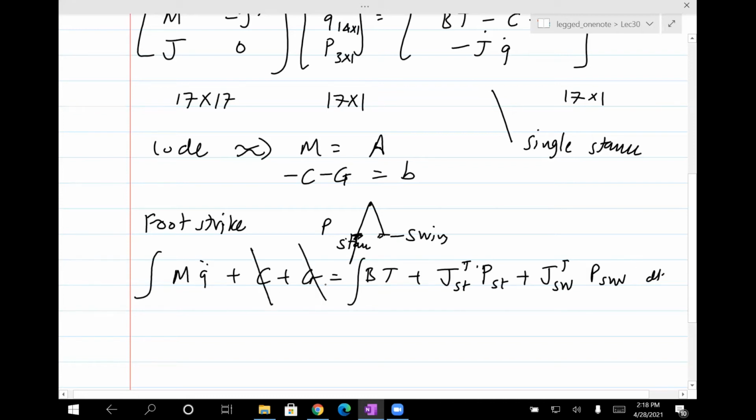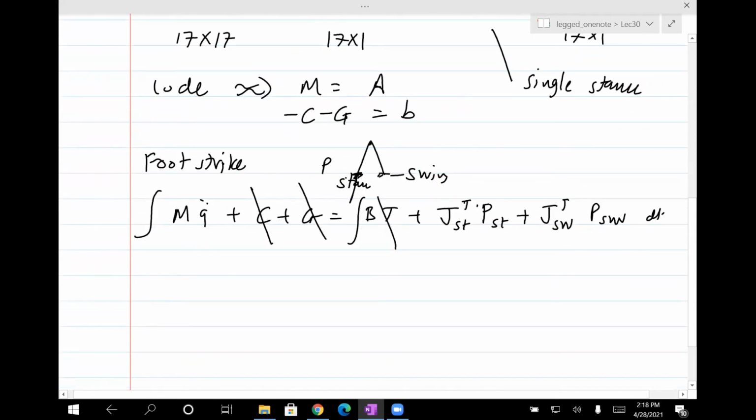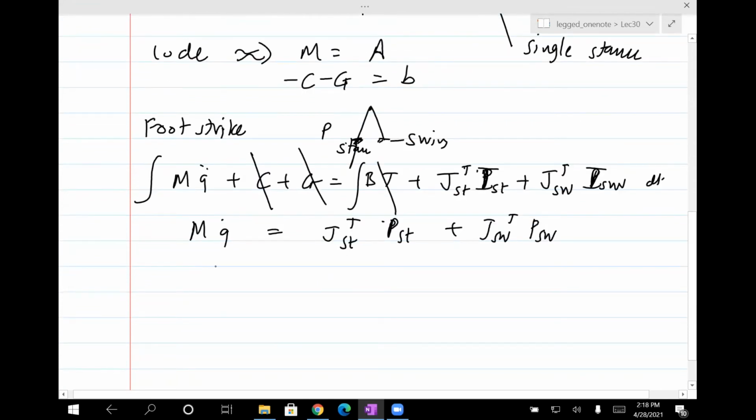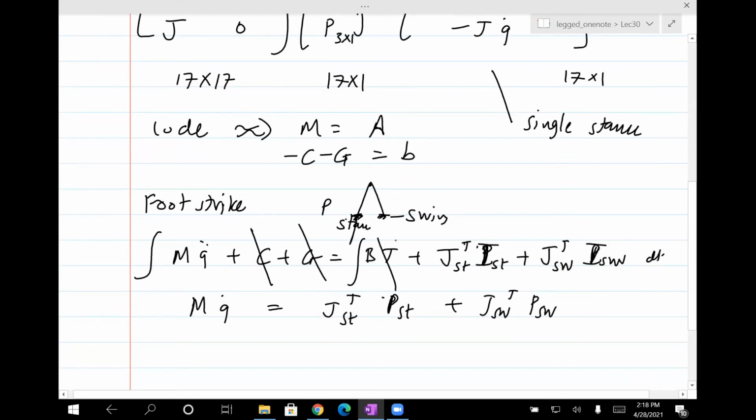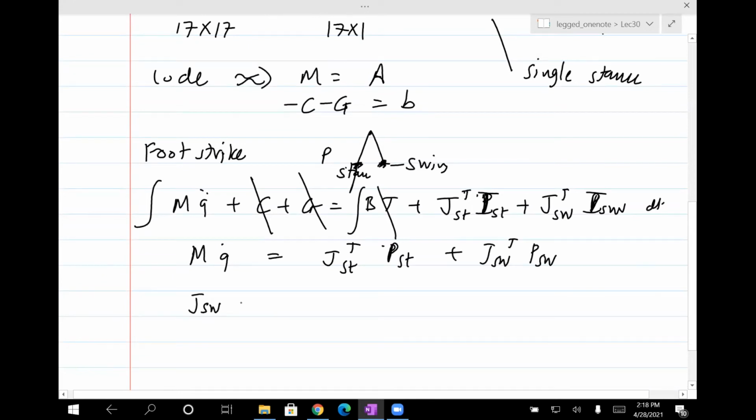And so when I do that, these forces basically become close to 0, because when you have an impulse, the gravity and Coriolis force and the torque don't really show up. So you're left with only, when you take the integral of p dt, you get a force. So let's call this an impulse, I. So we have M q dot equals J stance transpose P stance, which is now the impulse, plus J swing transpose P swing. Okay, looks good to me. And then there is this constraint that, since this foot is going to be the new stance leg, this point is attached to the ground, and that can be enforced by saying that J swing q dot equals 0. This is just saying that the velocity of the swing leg, which is J swing q dot, is 0. That's all it's saying.